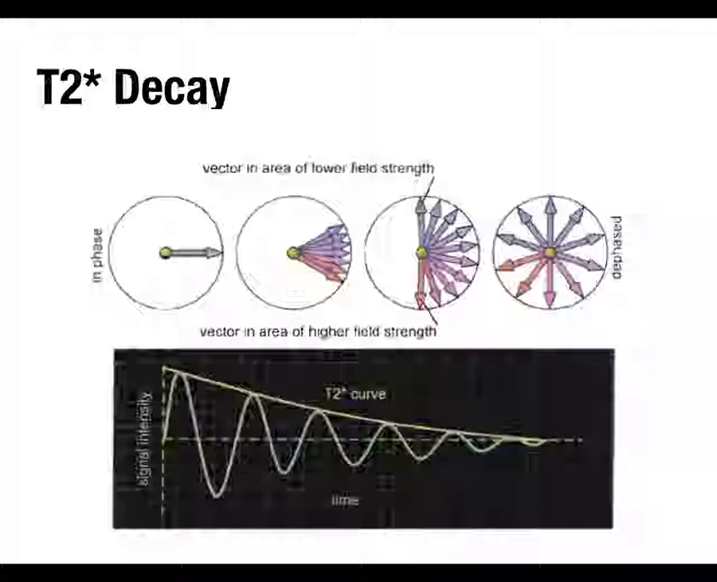And then when you turn off the RF pulse, you turn off the music, they stop dancing to the beat, and they all sort of fall out of synchrony. So that's the T2 decay. T2 star decay is basically that, except accelerated by local magnetic field disruptions, in our case by the deoxyhemoglobin.